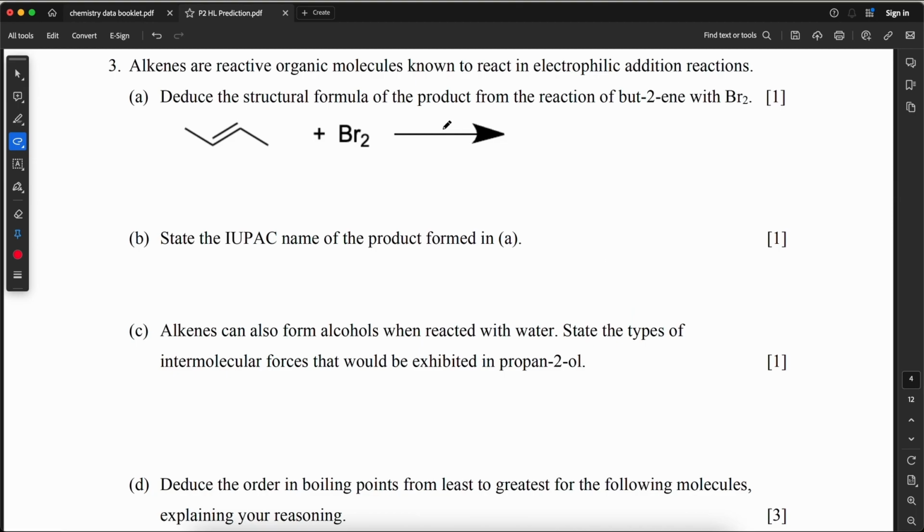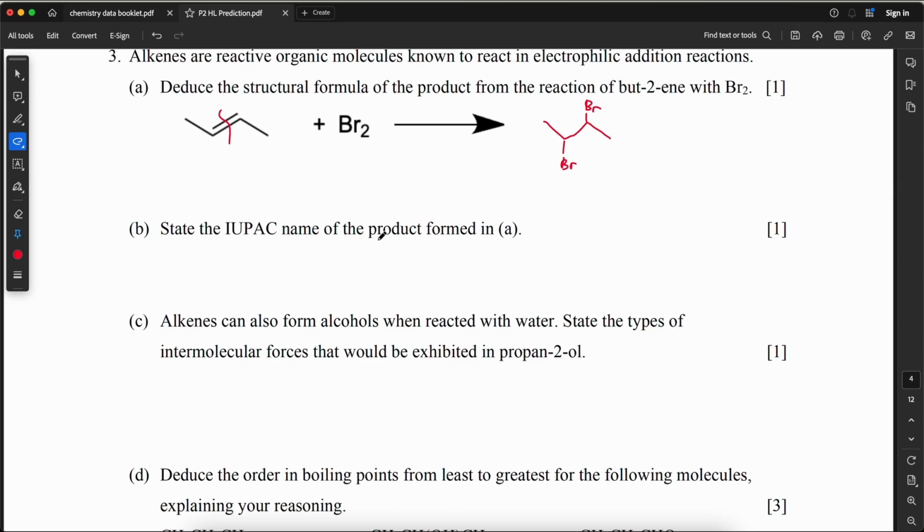Alkenes are reactive organic molecules known to react in electrophilic addition reactions. Deduce the structural formula of the product from the reaction of but-2-ene with Br2. So Br2 will go right here and then right here, and the double bond will become a single bond. It's an addition reaction, so it will be like this. So this would be Br here and Br here. This bond breaks.